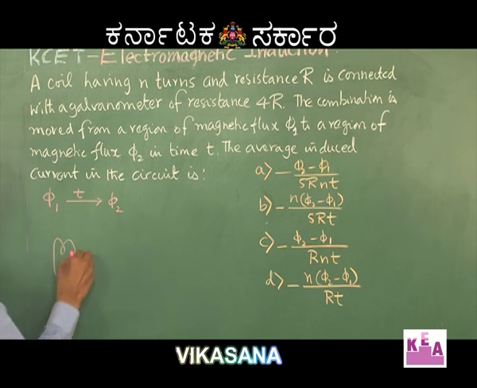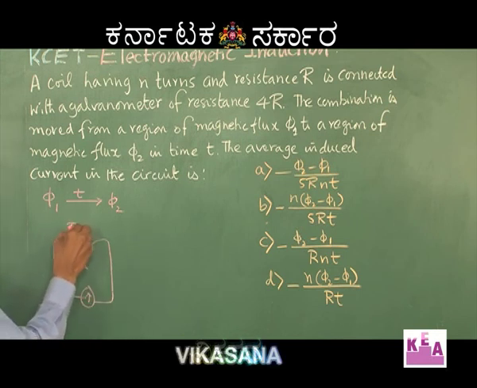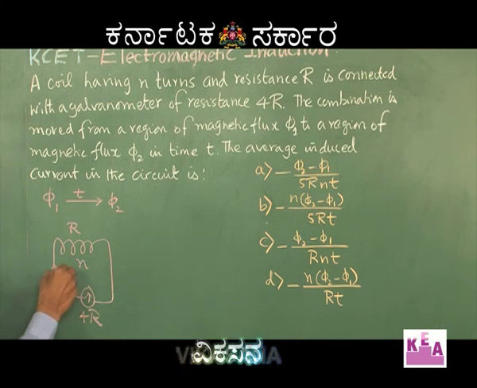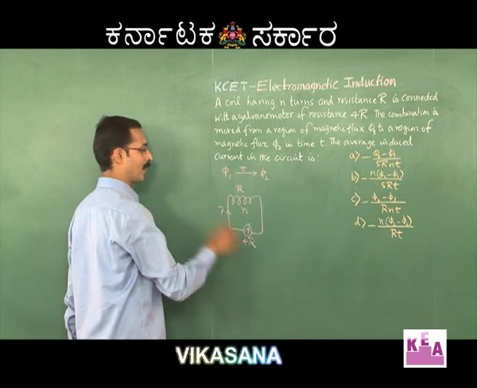You have a galvanometer and a coil. Here is the galvanometer, here is the coil. The coil has number of turns N and resistance of R. The galvanometer itself has a resistance of 4R. I have to calculate the current through the circuit if this circuit is moved from a region of magnetic flux phi1 to a magnetic flux of phi2 in time t.